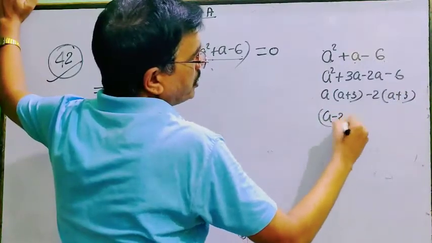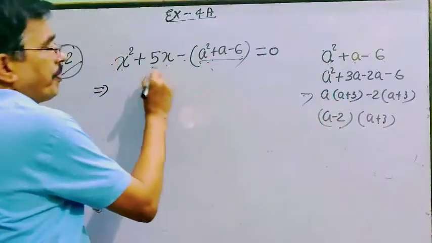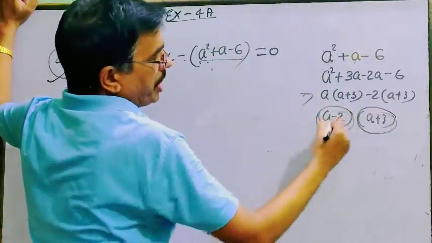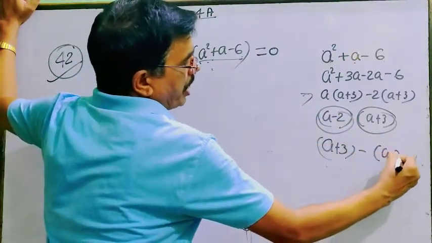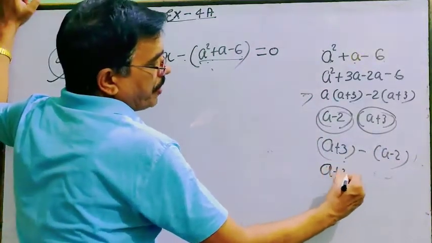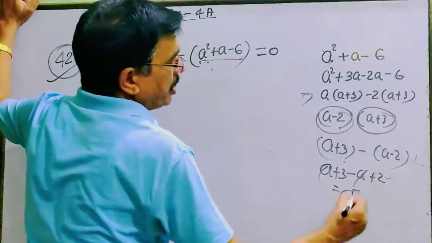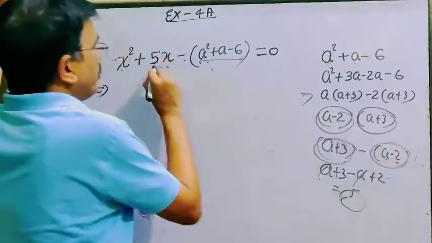There are two numbers, a − 2 and a + 3. You need 5. So how is it possible? Here is a + 3, here is a − 2. So a + 3 subtract a − 2, then you get 5. How is it possible? See here, a + 3 − a + 2, a cancel, that is 5. That means (a + 3) − (a − 2), then you get 5.